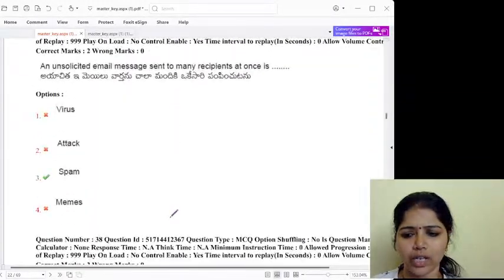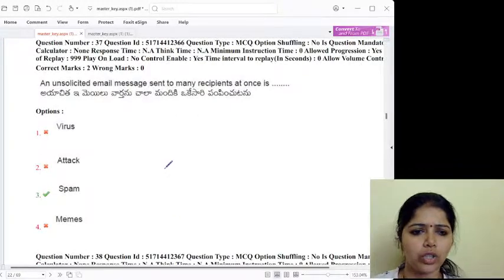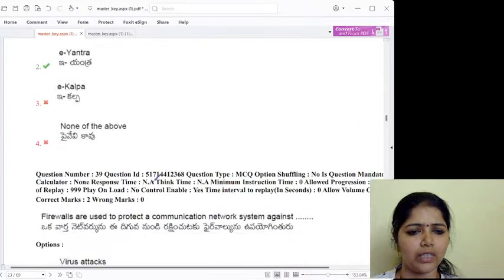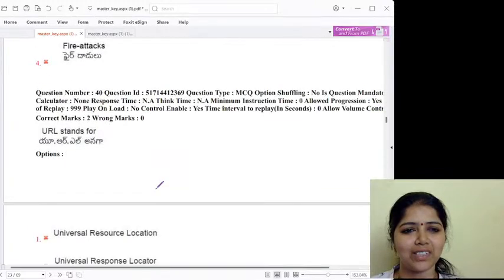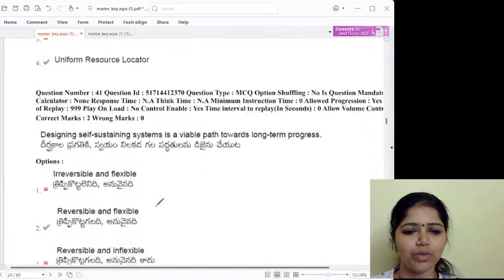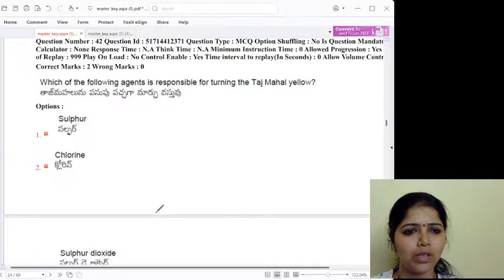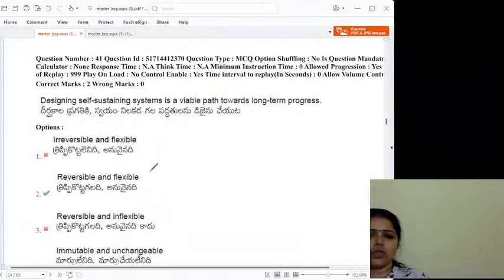36 is for solid state drive. Yes. Unsolicited is spam. Robotic, Chandrayaan, very easy. Firewalls are used to protect against unauthorized attacks. Yes, right. Uniform resource locator, right. It's reversible and flexible. Yes, this one, right. This question, right.